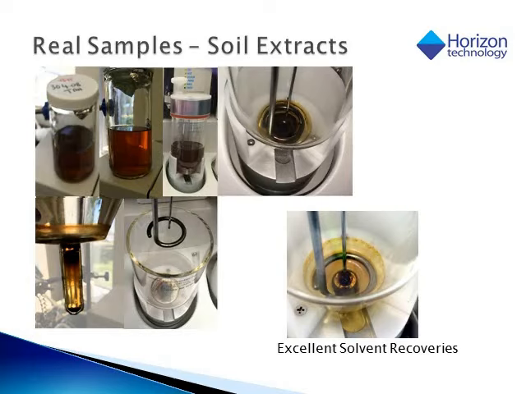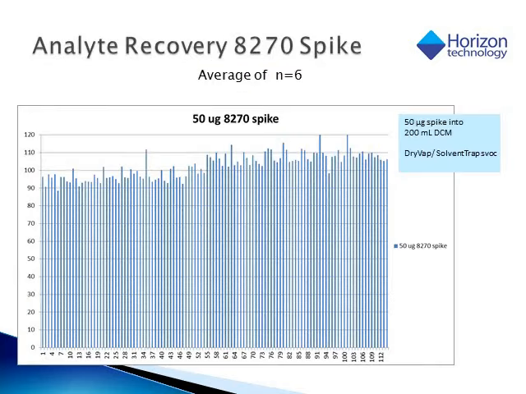Difficult samples such as soil extracts can also be done on the Dry-Vap solvent trap SVOC system. Excellent solvent recoveries were obtained along with good analyte recoveries with these particular matrices. This chart shows the excellent recovery of 8270 analytes. 50 micrograms of each semi-volatile organic analyte was spiked into 6 200 milliliter volumes of DCM.